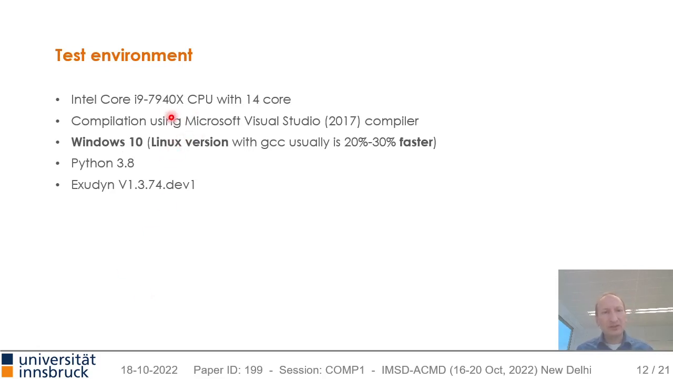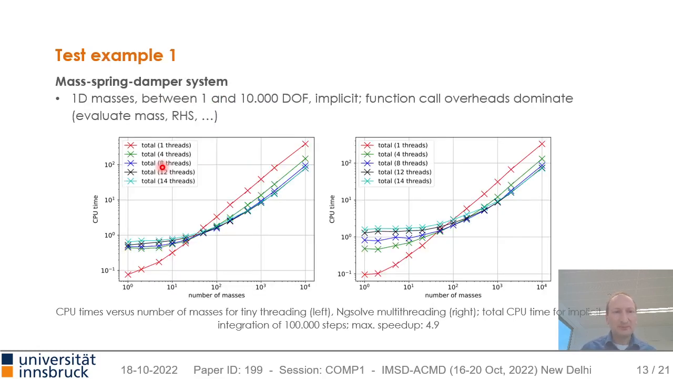The test environment is our 14-core i9 CPU, which is quite performant. We're using Windows, Microsoft Visual Studio. Just to mention that the Linux version is usually even faster. We use Python 3.8. And I have a couple of test examples, more details in the paper.